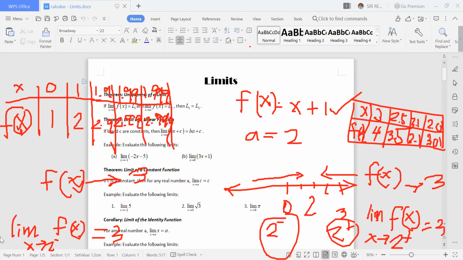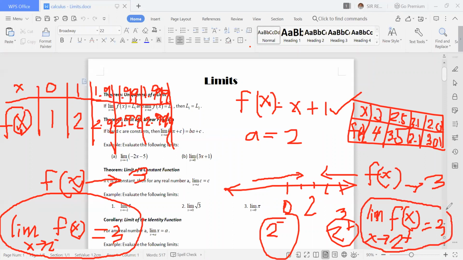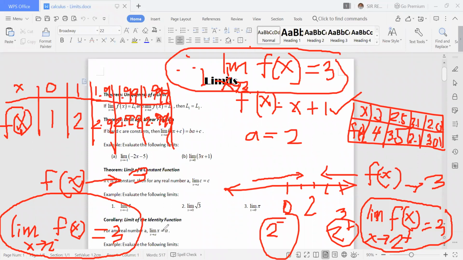Now, for the final one, if the limit of f of x as x approaches 2 from the left hand side is equal to 3, and the limit of f of x from the right hand side is equal to 3, obviously they have the same answer, then you can conclude, therefore, the limit of f of x as x approaches 2, in general, whether left hand side or right hand side, is equal to 3. It will be equal to 3 if the left hand side is equal to the right hand side.